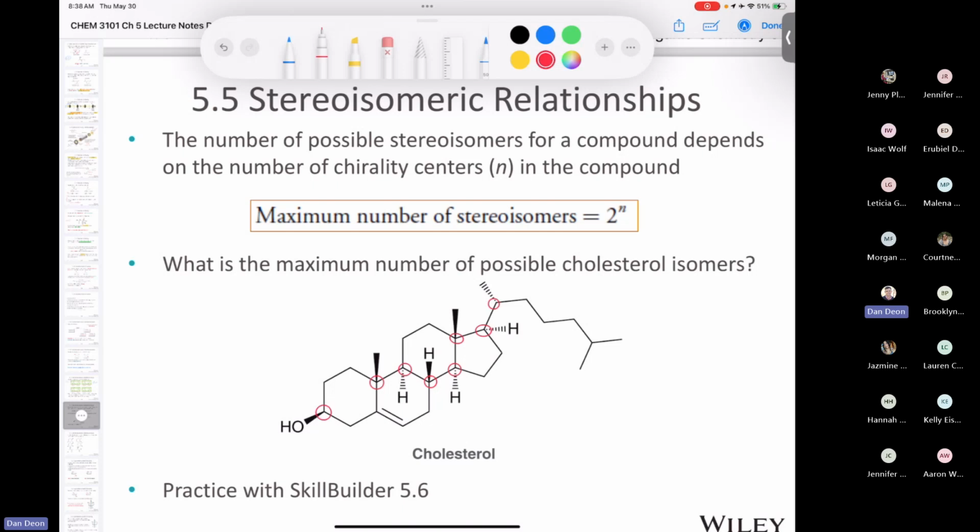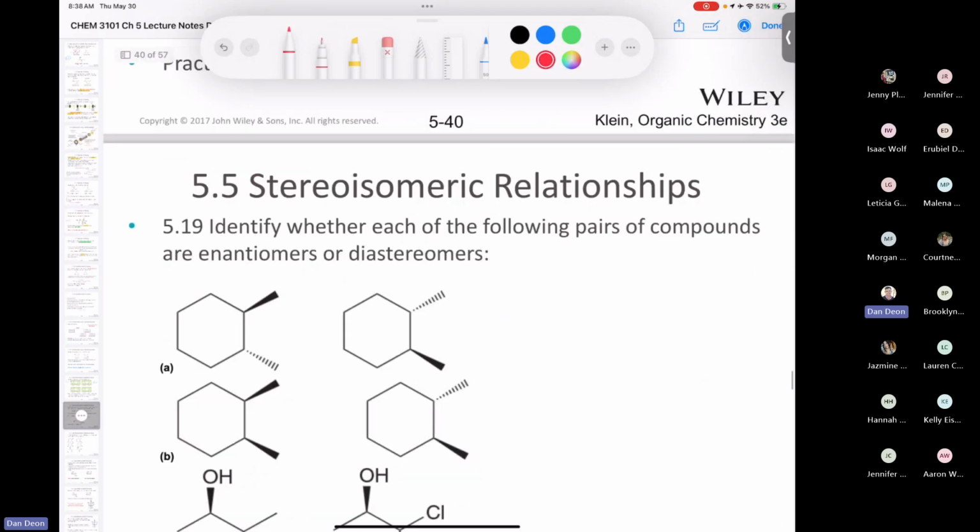Okay, so there's 8 stereocenters for cholesterol, and so if we take 2 to the power of 8, we actually end up with 256 possible stereoisomers. Is that wild or what? With 8 chiral centers, there's 256 possibilities, but your body is smart enough to make this one stereoisomer every single time. So it's pretty remarkable.